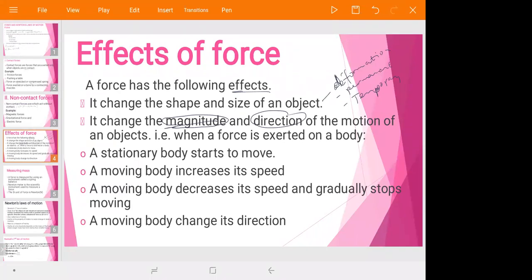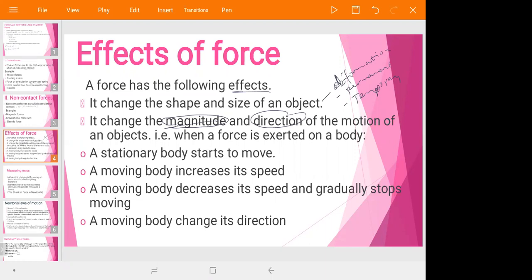Okay. Generally, when we generalize the state of motion, a stationary body can start its motion, a moving body can increase its speed, and a moving body can decrease its speed gradually and stop. For example, if a ball comes to you with some speed and you apply a force on that ball, you can stop its motion. Therefore, a moving body decreases its speed or gradually stops when you apply a force on it.